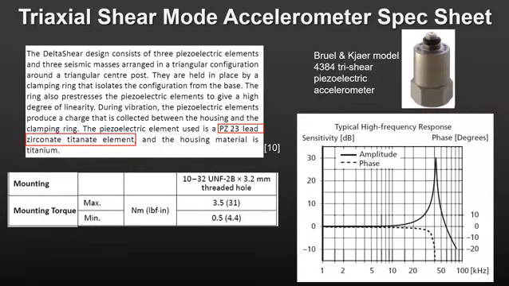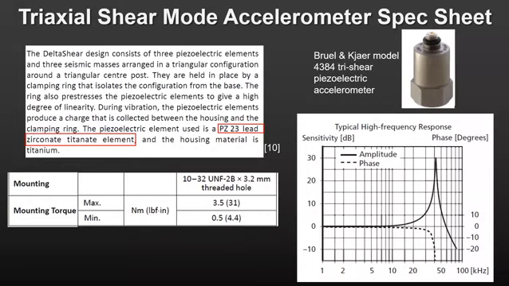Let's look at this commercial Triaxial Shear Mode accelerometer. The 3 ceramic elements are held in place by a clamping ring that isolates them from the effects of base strain. The transfer function is flat until 12.6 kHz, as the sensor has a resonance frequency at 42 kHz. Piezoelectric accelerometers generally have wider frequency response than capacitive or piezoresistive ones.